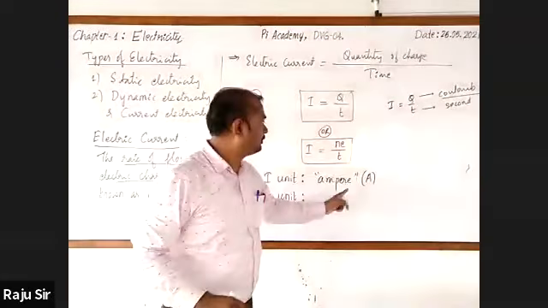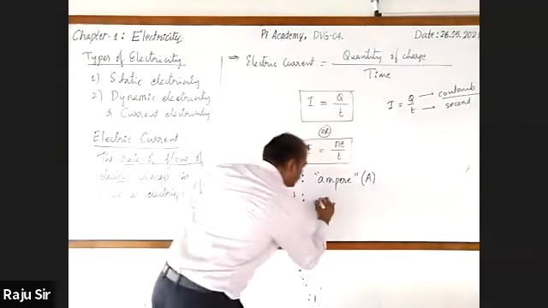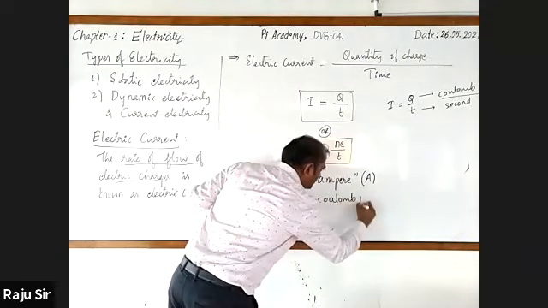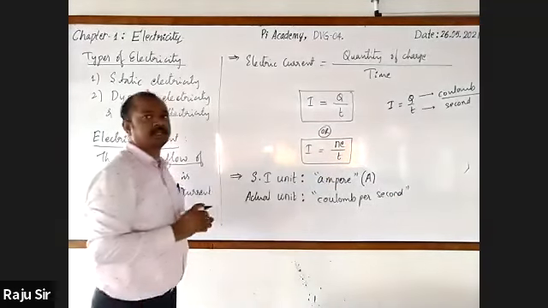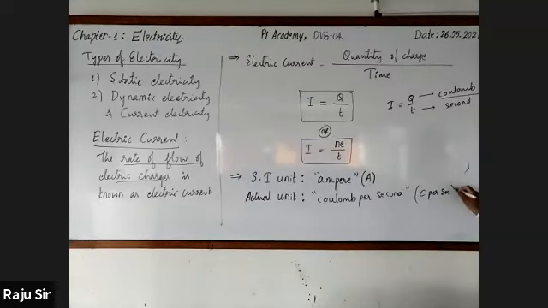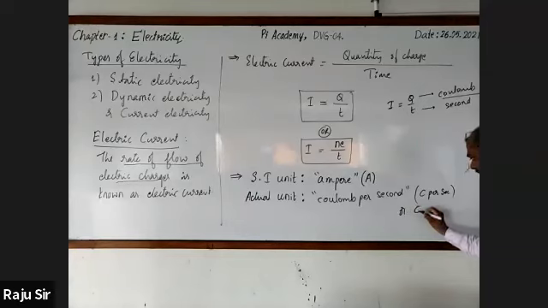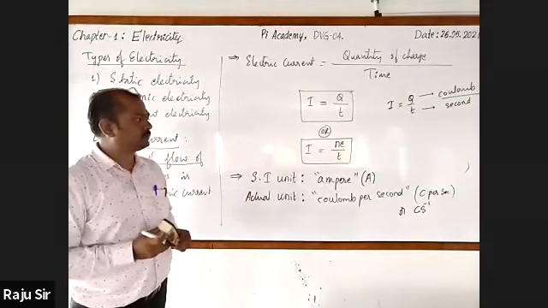Second. Now we can write another unit as coulomb per second. Here I'll write coulomb per second. Coulomb per second. In bracket, you may write a symbolic form as C per S, that is, C per SEC. You can also write it as C S raised to the power minus 1.